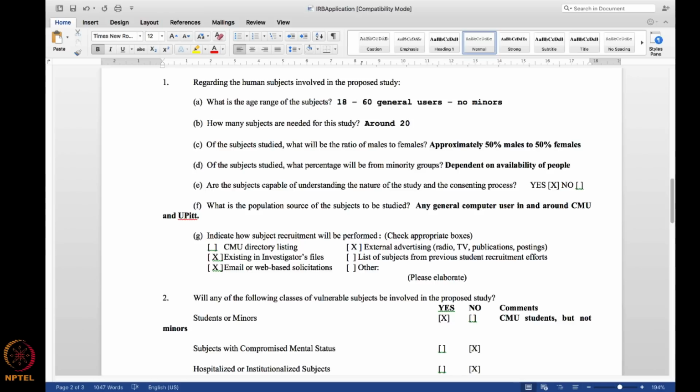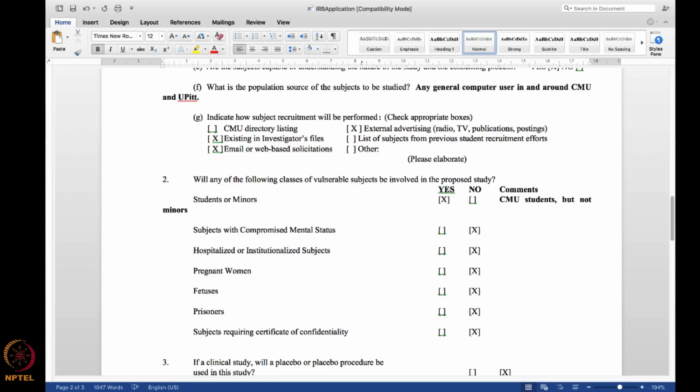What is the population source of subjects to be studied? Indicate how subject recruitment will be performed. If you remember, I showed you the flyer. I have it here: existing in investigators' files, email or web-based, external advertising such as TV, publication postings, which is a flyer. And particularly the IRB and ethics committee is looking to ensure that the subjects you're going to collect data from are not vulnerable, so to say.